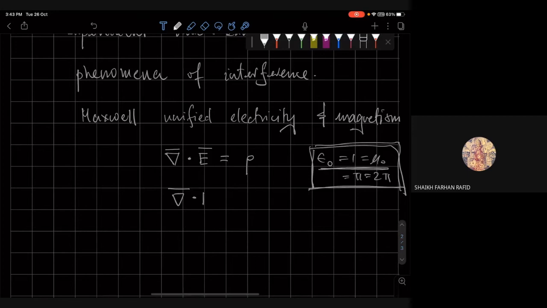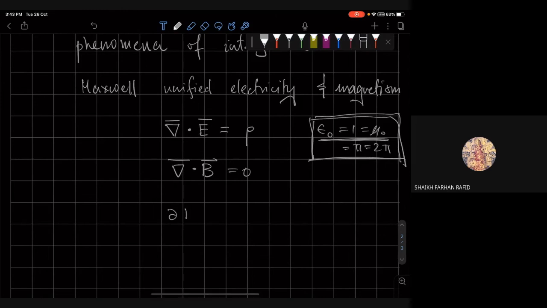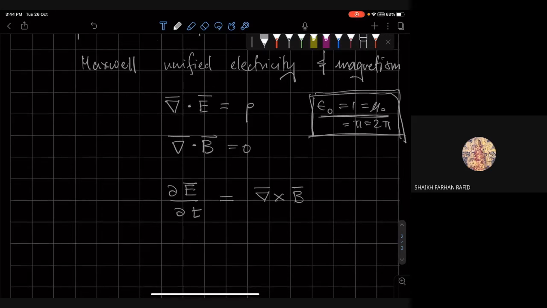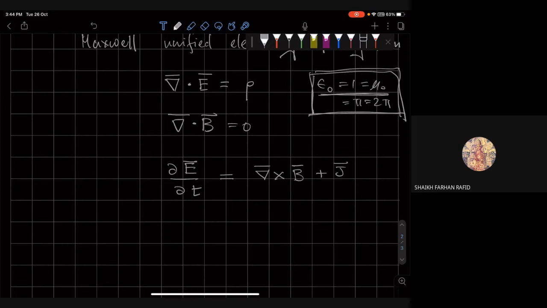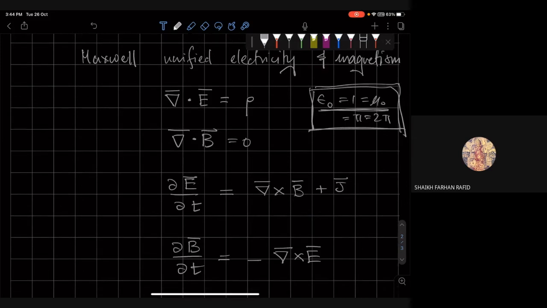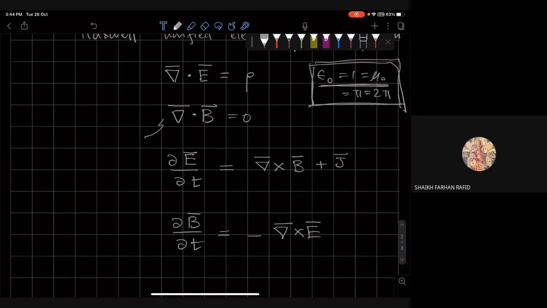And then divergence of B is 0. And then the time derivative of E is given by the curl of B. This is Ampere's law. And there is the time derivative of the magnetic field is curl of E, and that's the Faraday-Lenz law, okay? And this is saying that there's no magnetic monopole.